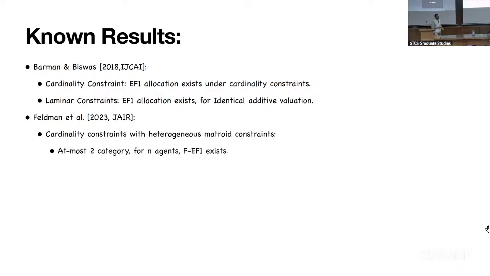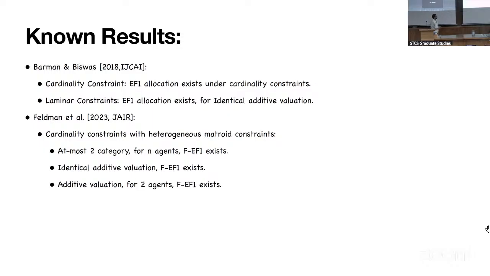In the heterogeneous Matroid constraints, the notion of EF1 needs to be tweaked, and they have some notion of FEF1, and they prove that if there are only two categories, then FEF1 exists for n agents. For identical additive valuation, EF1 always exists. But for additive valuation, EF1 exists only for two agents. So the result is open for more than two agents in the cardinality constraint under the heterogeneous Matroid constraints.